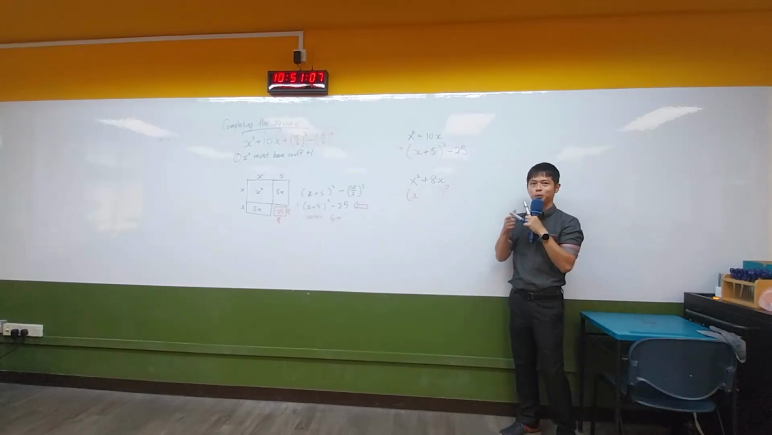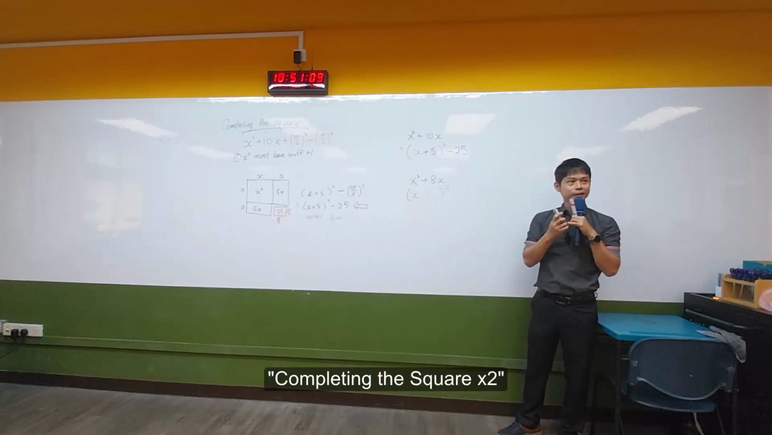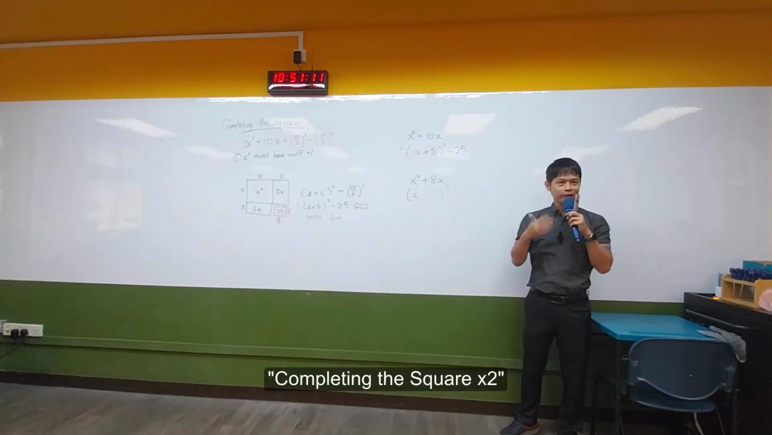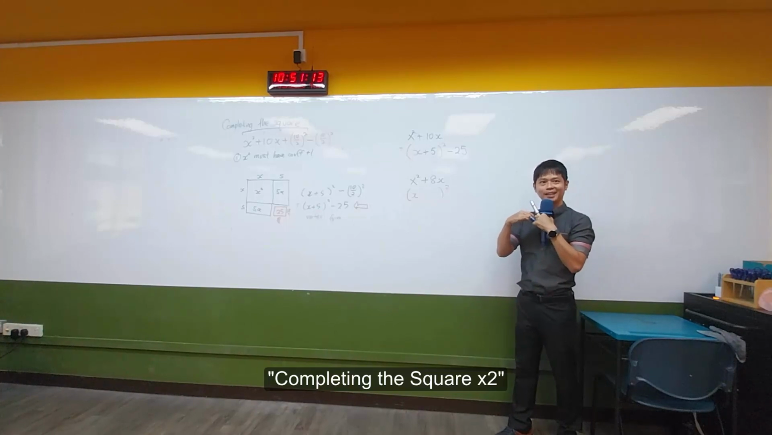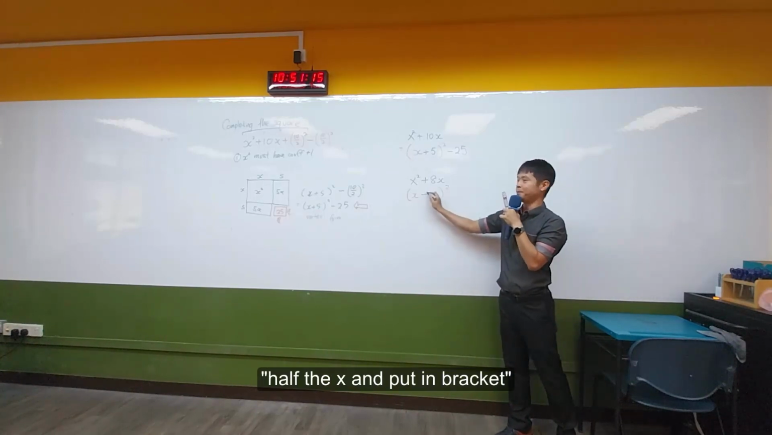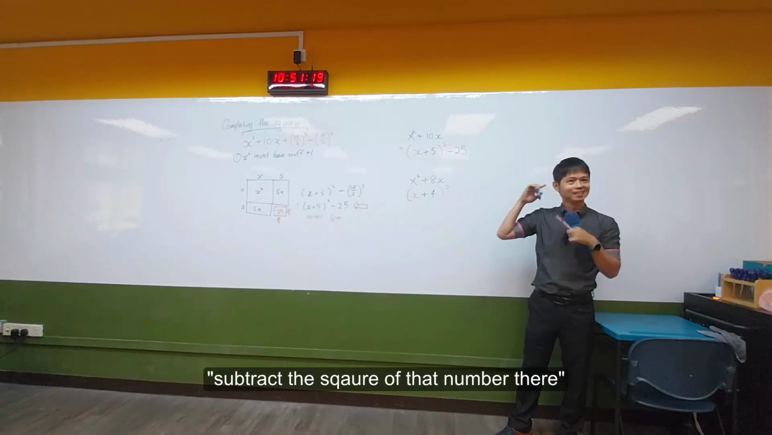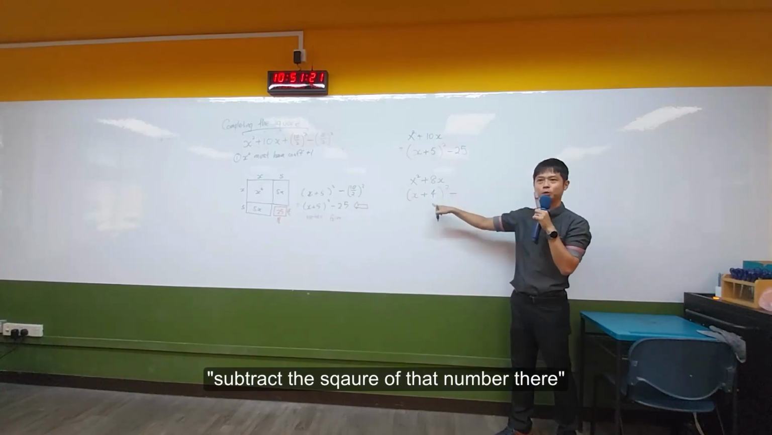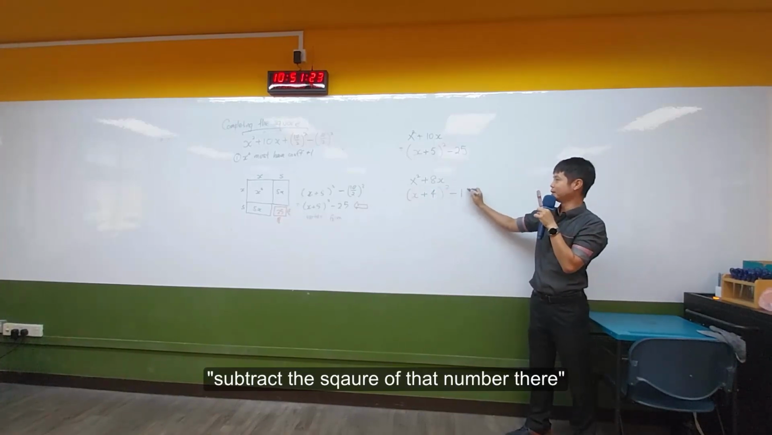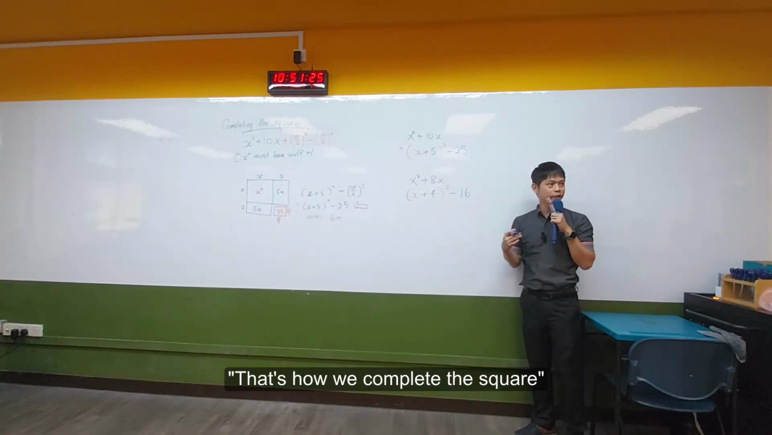Okay, so let's say I have x squared plus 8x. Okay, how do we complete the square? Okay, sing together. Ready? Set up the thing first. Okay, 1, 2, 3. Completing the square. Half dx and put in bracket. Subtract the square of that number there. That's how we complete the square.